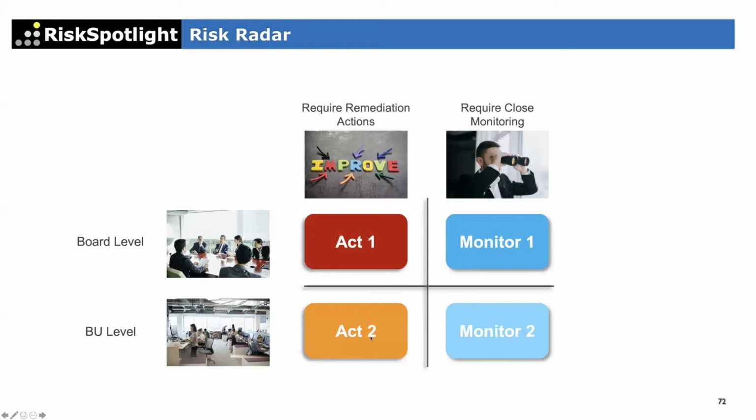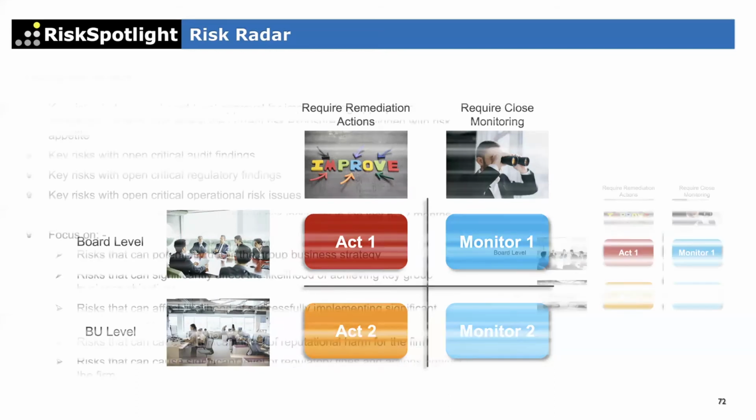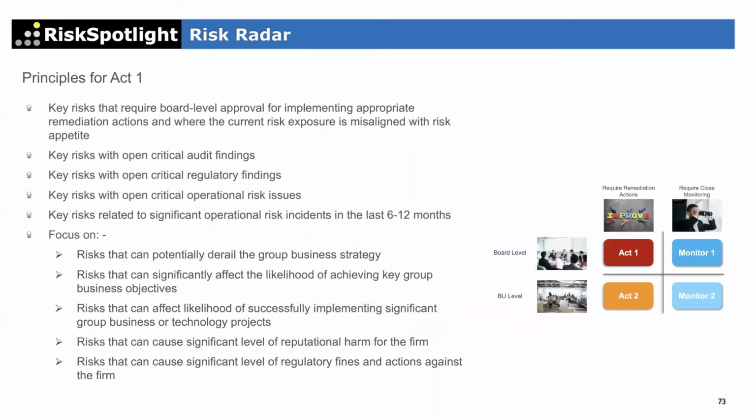Similarly, Act 2 is things at the business unit level where it requires budget approval and so on from the business unit. And Monitor 2 is where it's relevant for monitoring from the BU level, but not necessarily at the board level. And then you can define the different principles. So I wanted to give you a starting point of what those principles can be. But of course, you will need to customize this for your organization.